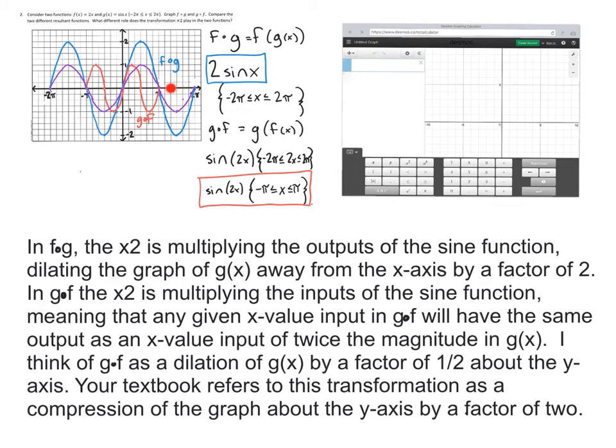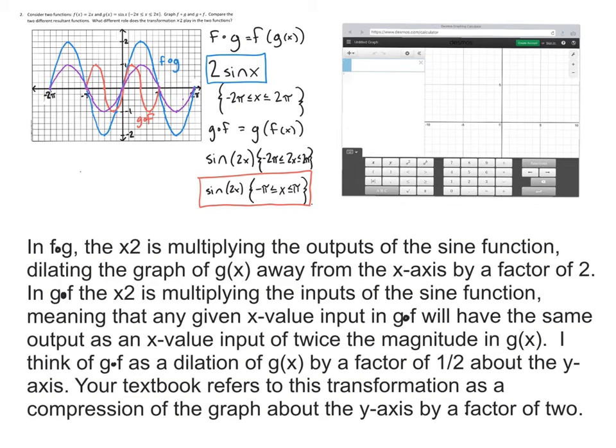So this point 2 pi became just pi. This point pi became pi over 2. This point pi over 2 became pi over 4. But this point just stayed where it was. Negative 2 pi became negative pi, etc. All the points are shrinking towards the y-axis.